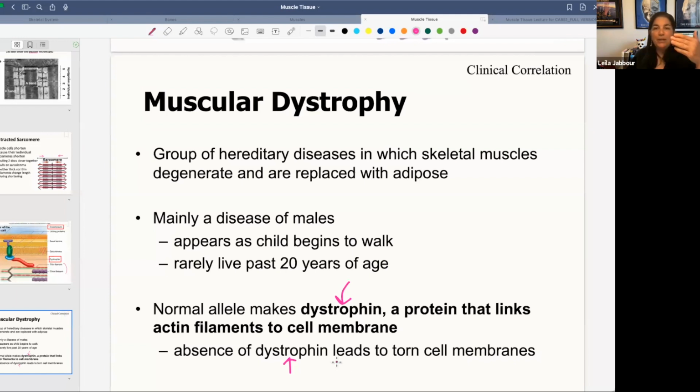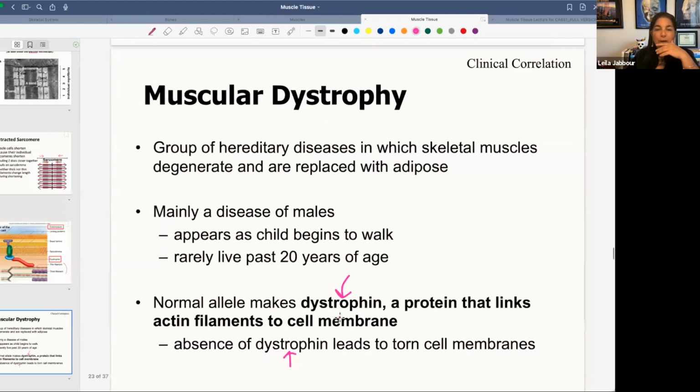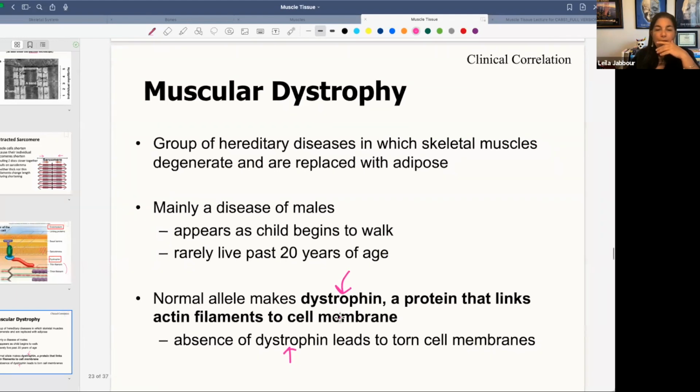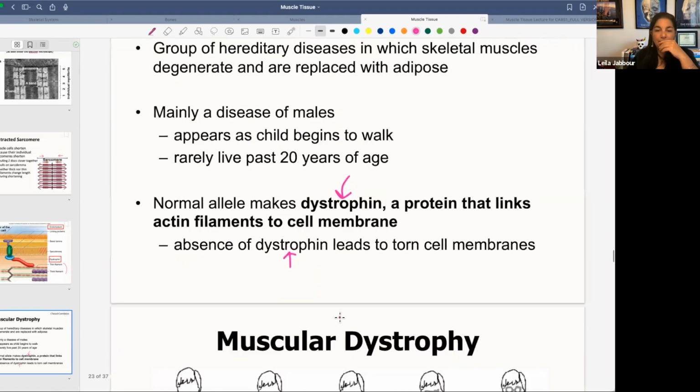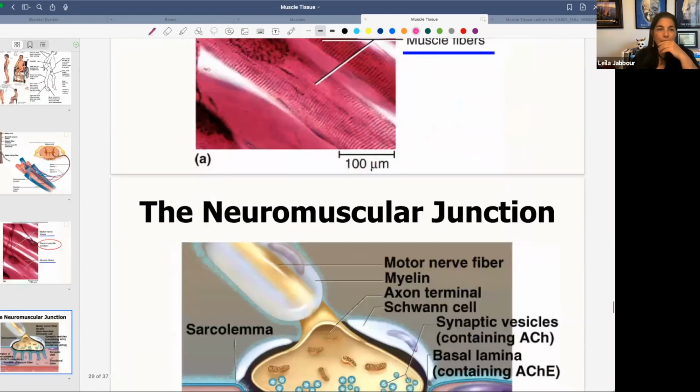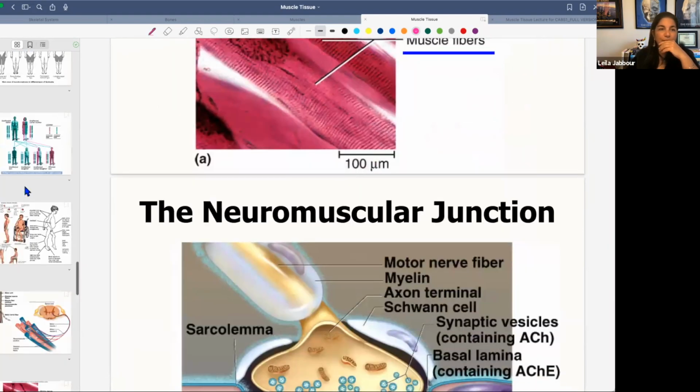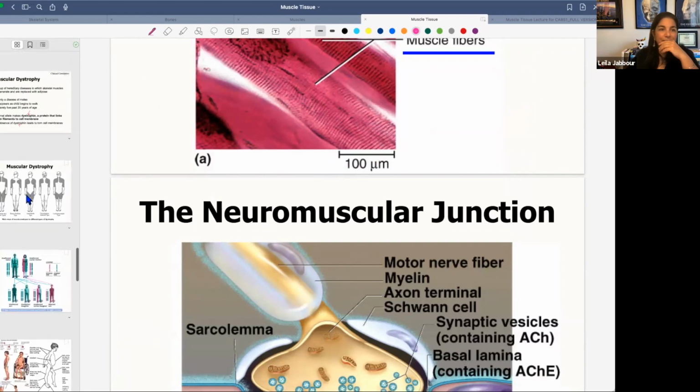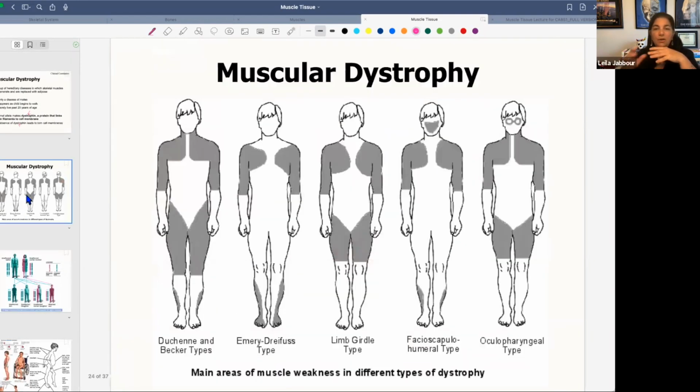So not a misshape. Okay, so a normal allele makes dystrophin, but when you have a mutation, the allele is not normal, and it's passed down. Oops, we went really fast here. So there are several forms of muscular dystrophy.